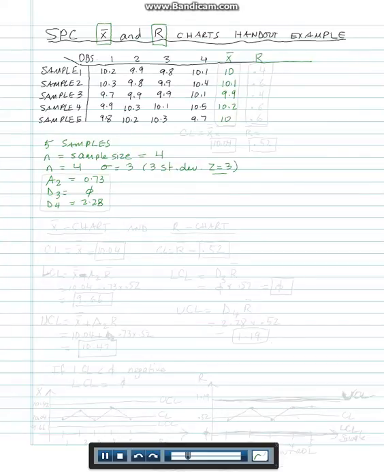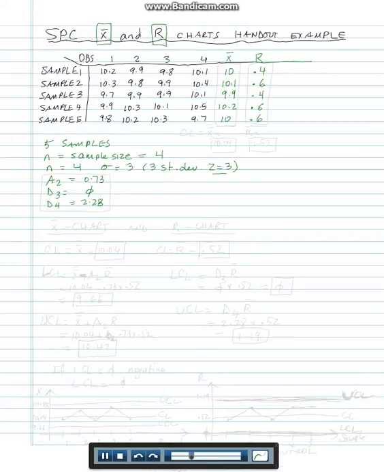The range is the max minus the min. So for sample 1, the max is 10.1 and the min is 9.8, so 10.1 minus 9.8. Then the max is 10.2 and the min is 9.8. 10.2 minus 9.8 is 0.4. For sample 2, the max looks like 10.4 and the min is 9.8. So what's the difference? 0.6. And so on. You do that for all samples. So this is going to be 0.6 and 0.6.